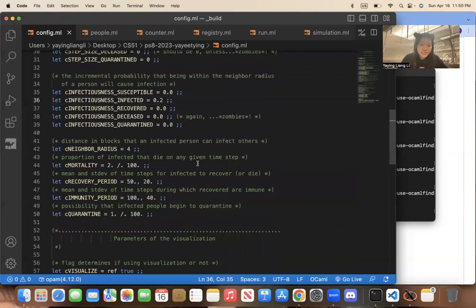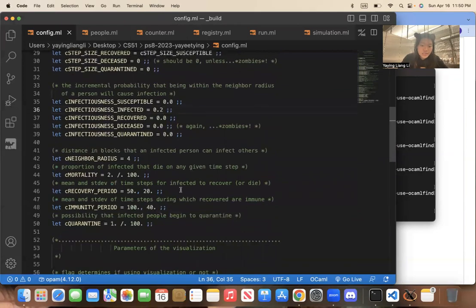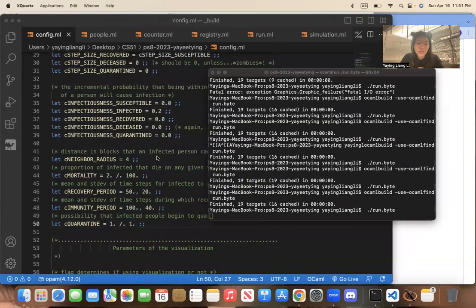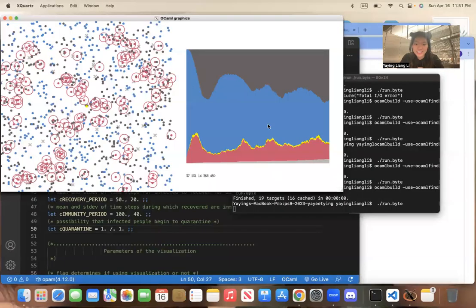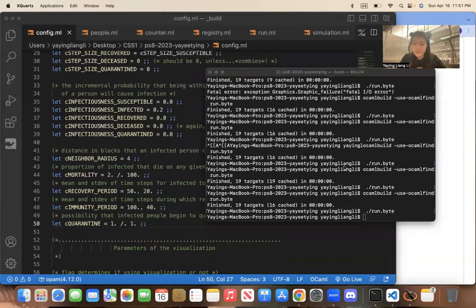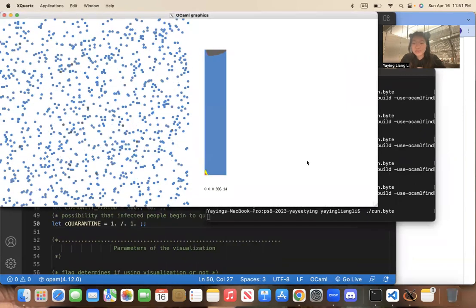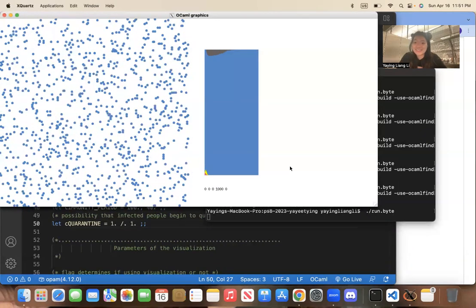Another thing we can change is the possibility that people actually begin quarantining. So if this is 1/1, then the possibility that they quarantine is very, very high. In fact, every single time they know they have the disease, they start quarantining, is what this is basically saying. Boom. So that's why this disease basically dies out, which is great.